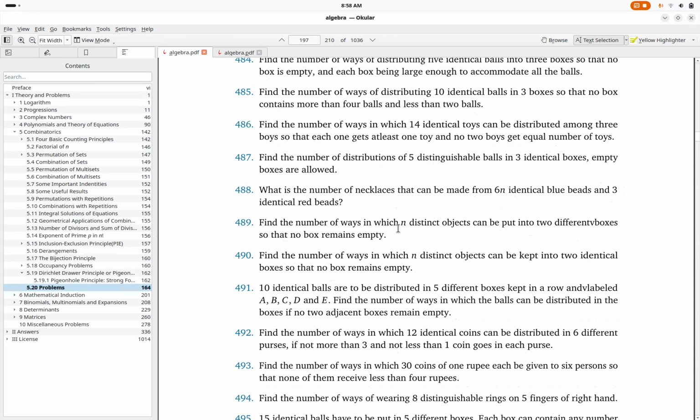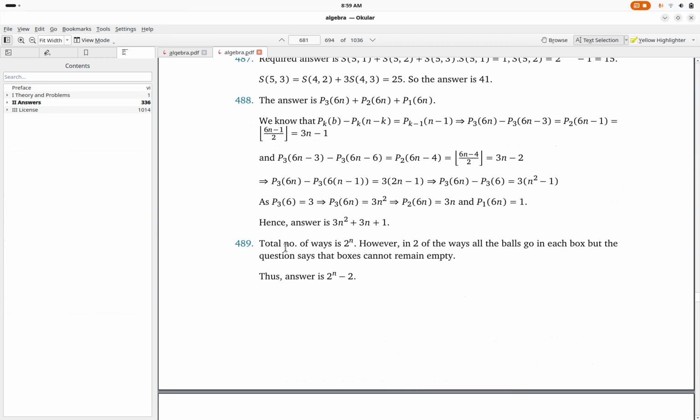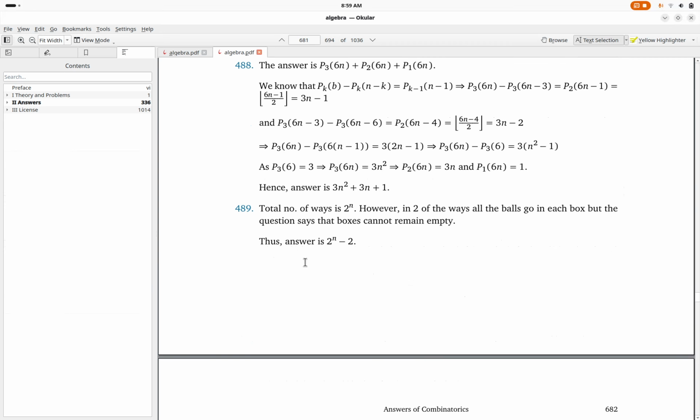Find the number of ways in which n distinct objects can be put into two different boxes so that no box remains empty. So the total number of ways is 2 to the power n. However, in two of the ways, all balls go in one box. But the question says that boxes cannot remain empty. So the answer is 2 to the power n minus 2.